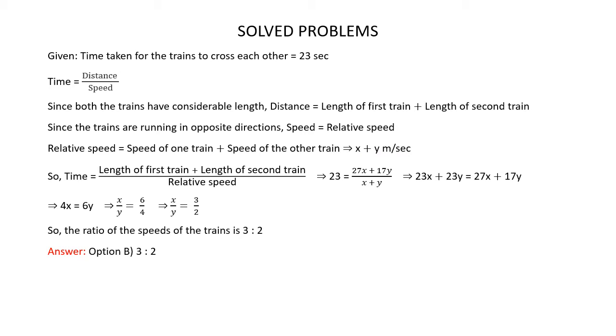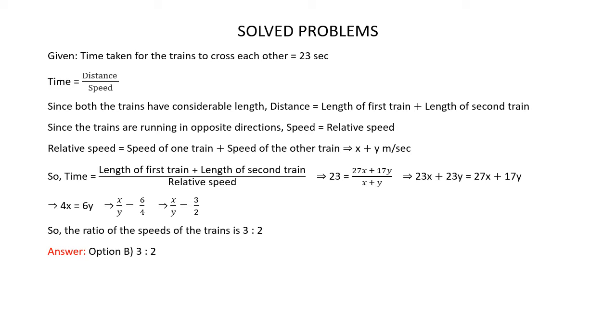Now we know that time taken by the trains to cross each other is 23 seconds. Relative speed is x plus y meters per second. Length of first train is 27x and length of second train is 17y. Let's substitute all these values in this formula. So we have 23 is equal to (27x plus 17y) divided by (x plus y).